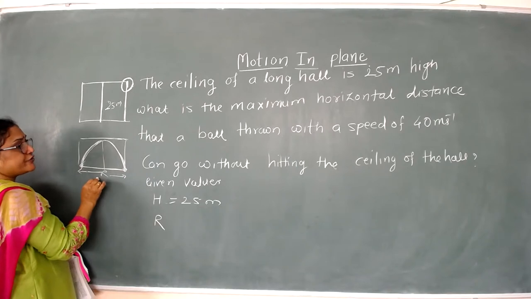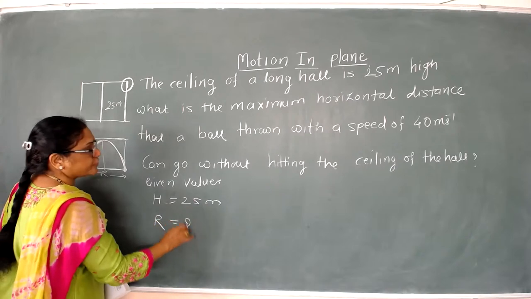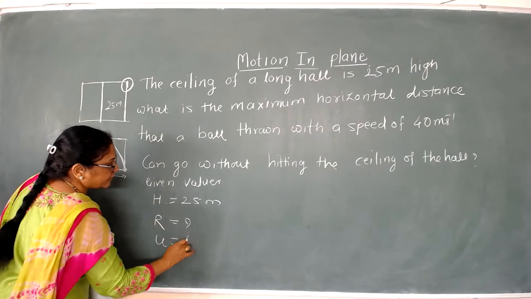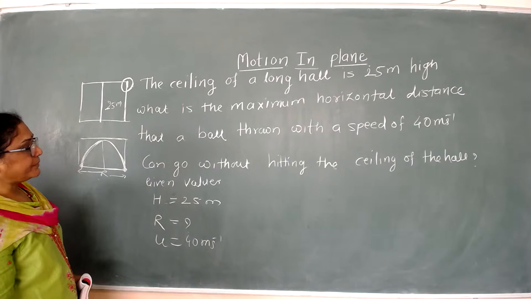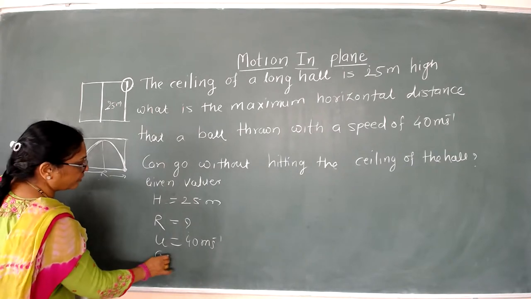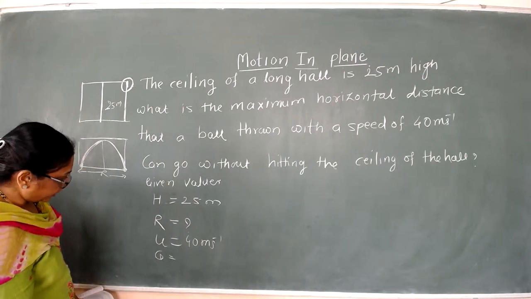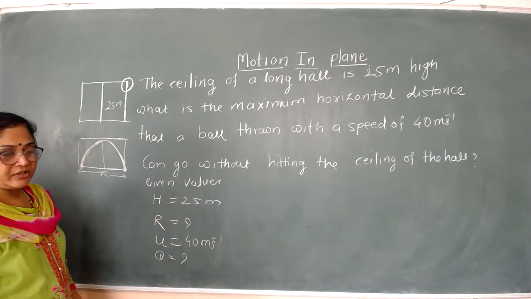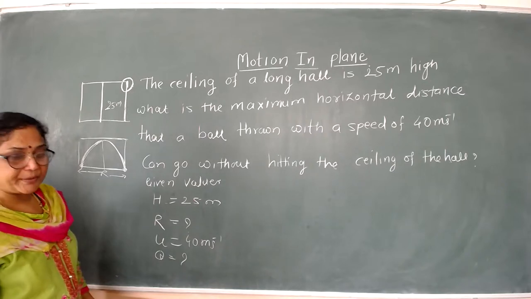So here, the range of the projectile or range of the ball is not given. So what is the range of the ball? Next, the initial velocity is given. U is given, that is 40 meter per second. Then, theta is not given. Then what is the angle of projection? In this question, what is the angle of projection? Then use the formula for the range of a projectile.